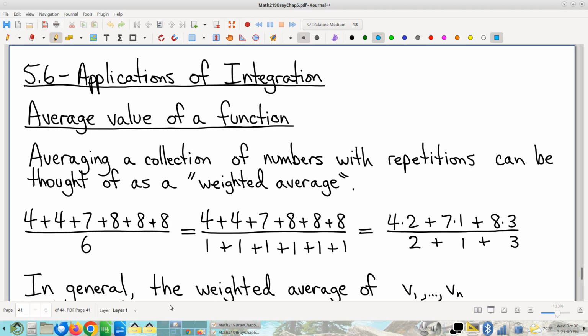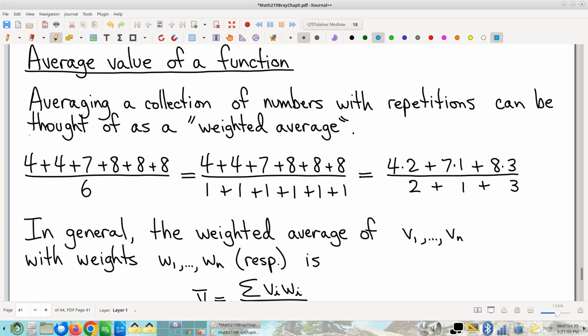So we're going to start. This is section 5.6. We're going to talk about some applications. First, let's talk about averaging. Y'all know how to average numbers, old news. You add, you divide by the count.